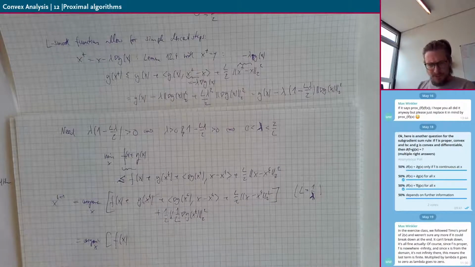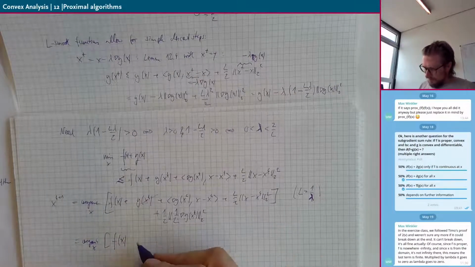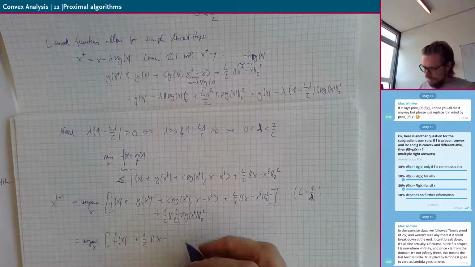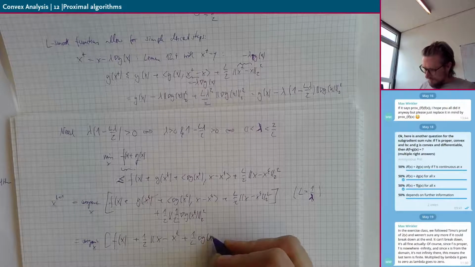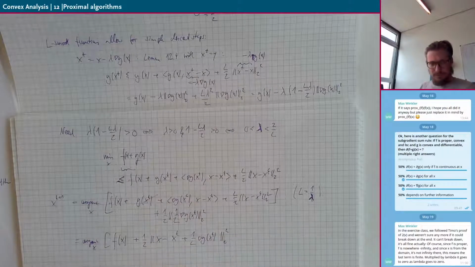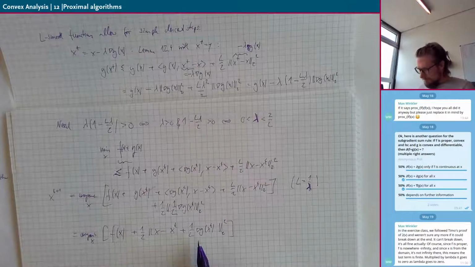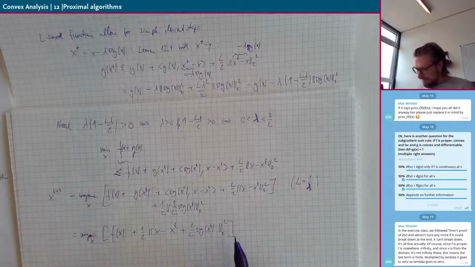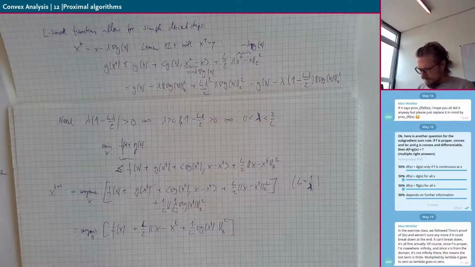Somehow I missed the right sign. No, it's fine. So the completed square will then be plus 1 over 2 x minus xk plus 1 over L gradient g of xk. Okay, that's the completed square, and you can just check by multiplying out. Sorry. Oops. Yeah, no, that's not true. Actually, we have an L over here. Like this, it should be right.